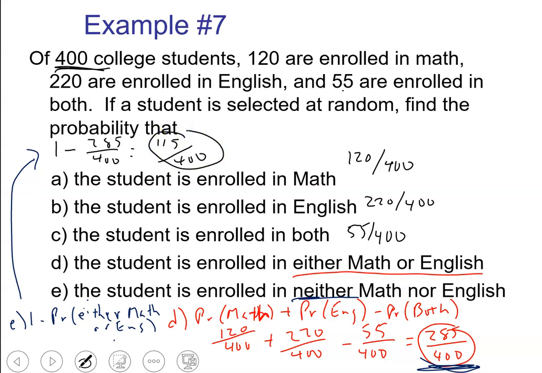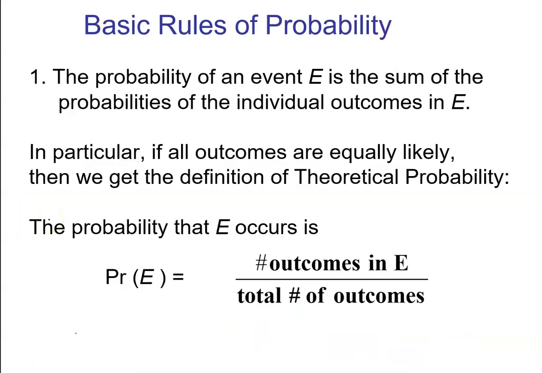Sometimes, again, it's easier to figure out when this occurs and subtract it from 1. Because everything should add up to 1, or in other words, 100% with these. And we'll actually talk about these two scenarios, D and E, as we continue along with the notes here. But there are some basic rules of probability. Number 1, the probability of an event E is the sum of the probabilities of the individual outcomes in E. In particular, if the outcomes are equally likely, then we get this definition of theoretical probability. So again, the winners over the total outcomes.